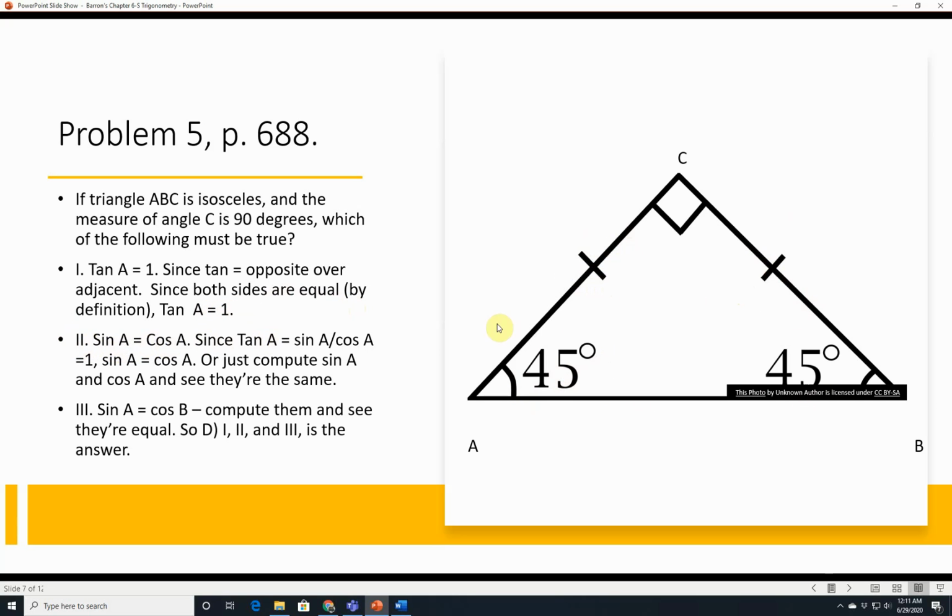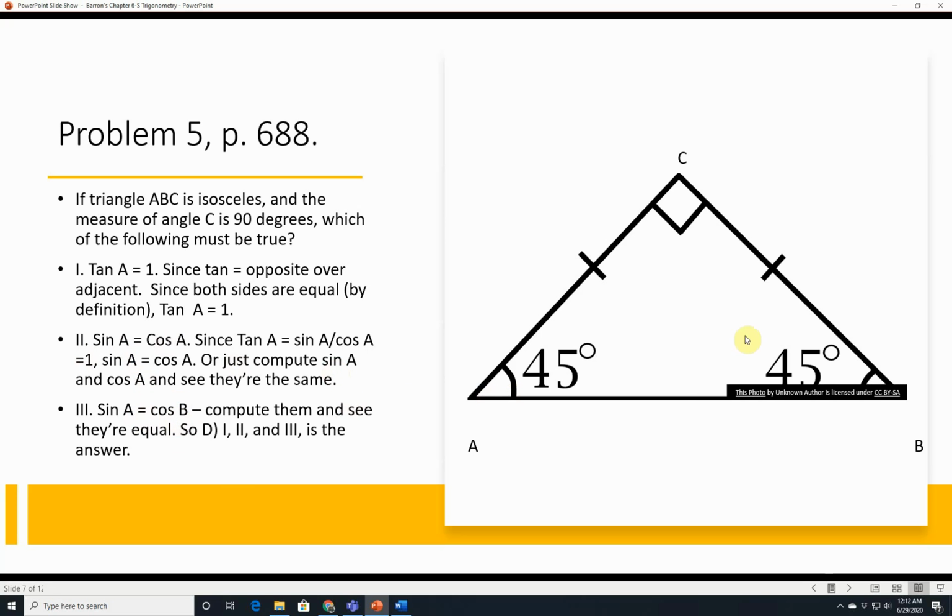So sine of A is equal to cosine of A. Well, sine is going to be the opposite over the hypotenuse, so that's this over this. And the cosine is the adjacent over the hypotenuse, and we can tell these are the same length, so yes, they're exactly the same thing. The ratio for 45-45-90, in case you're wondering, is 1, 1, square root of 2. So if this is 3, we know this is 3 square root of 2. Get it? So sine of A is equal to cosine of A, so 2 is true.